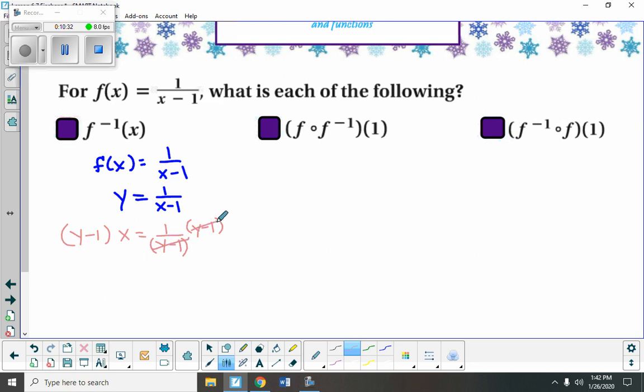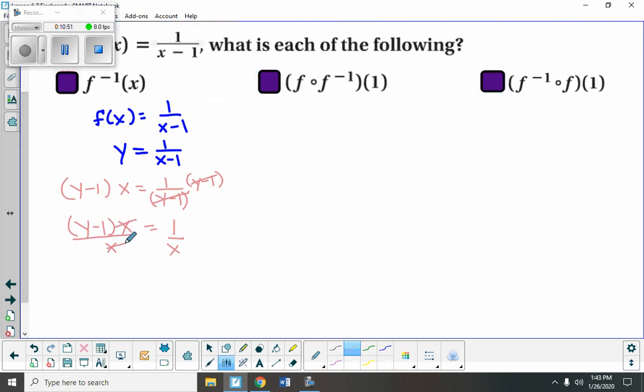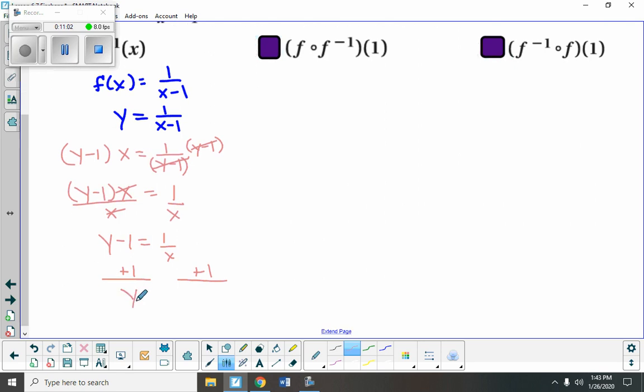So on this side, everything cancels and you have 1. Here we have y minus 1 times x. There are a few ways you could do it. You could distribute, but actually we don't have to. So we want to get y by itself. So let's divide both sides by x. So now the x's cancel here. So you have y minus 1 equals 1 over x. And now we'll just add 1 to both sides. So y is equal to 1 over x plus 1. So this is your inverse. So this is just using the other notation.